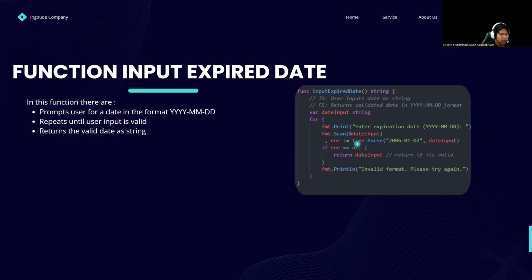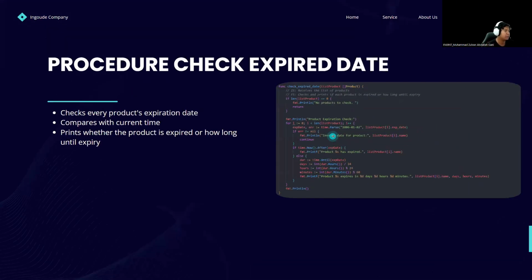Underscore comma is a variable. time.Parse. So this is a format from Golang, time.Parse, and then dateInput. So we input the format. If the error is nil, it is true. If it is true, we return the date input. And if not, it's an invalid format, and then it loops again.